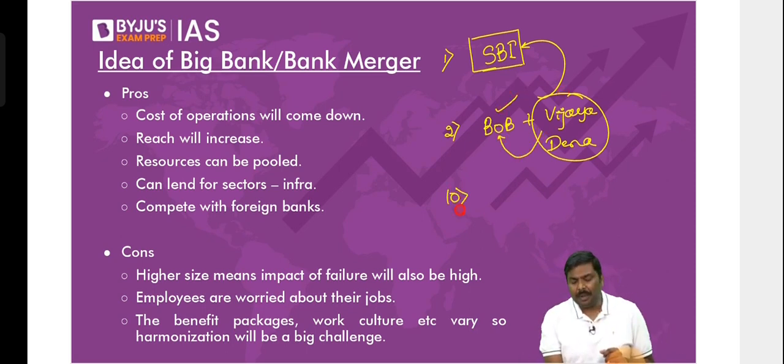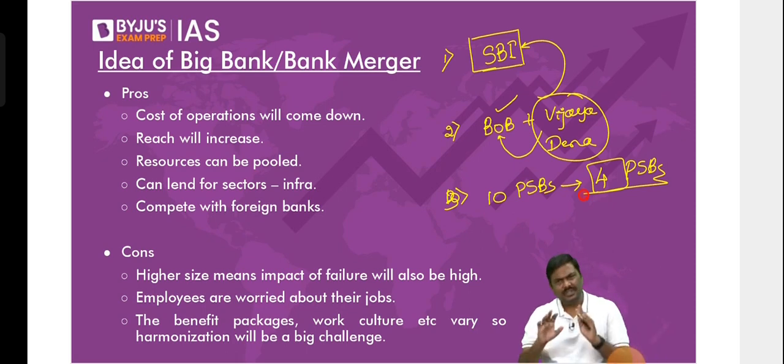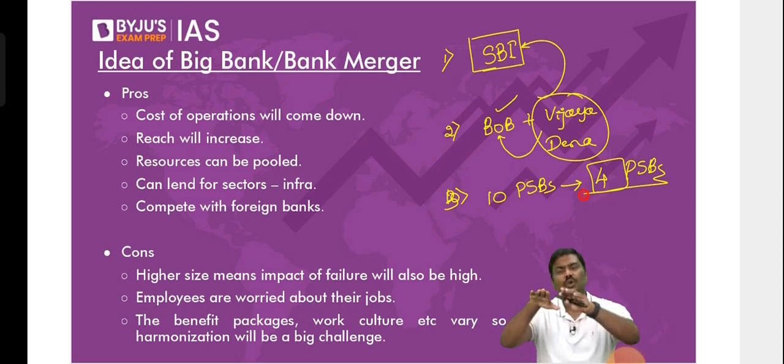Third example, 10 public sector banks have been merged into 4 public sector banks, 4 PSBs. So what is the government trying to do here? Simple, they are merging the banks, clubbing the entities like this to reduce the number of public sector banks. As per the latest information provided, there are 12 public sector banks in India.